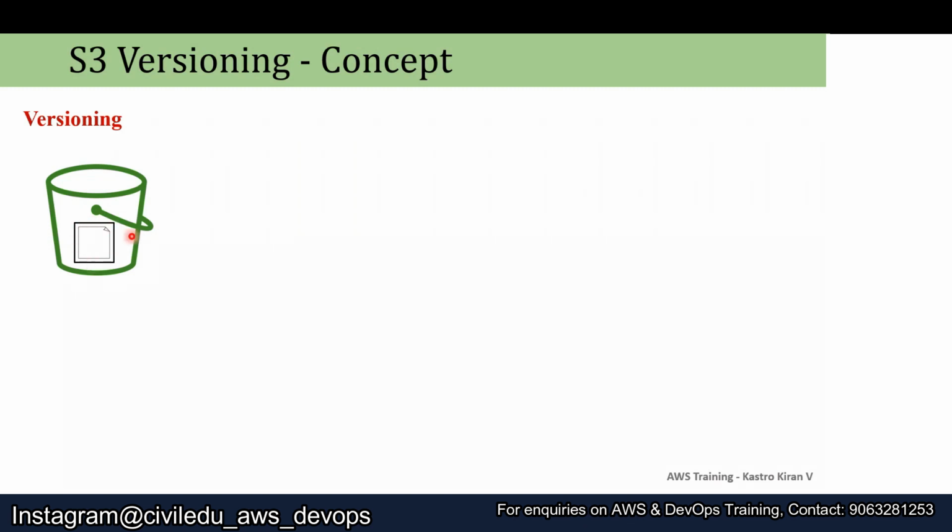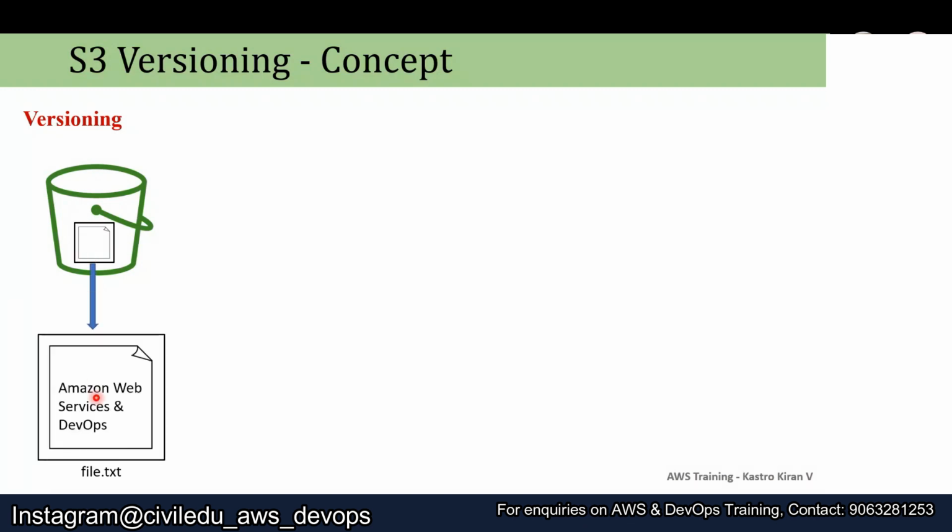Now I have some name for this text file. We all know that for every file or every object that we upload into the S3 bucket, we'll have some name for that object. Let's say that in the file I have uploaded, I have some content written inside. Let's say the content is Amazon Web Services and DevOps. This is the content available in the text file in the S3 bucket, and the name of this text file is file.txt.